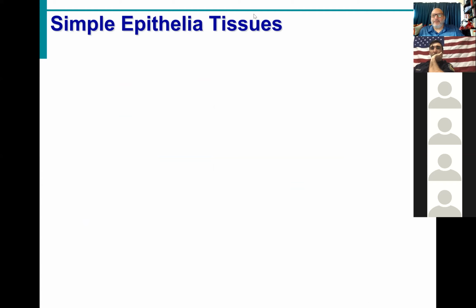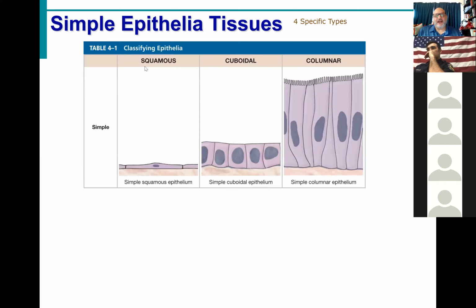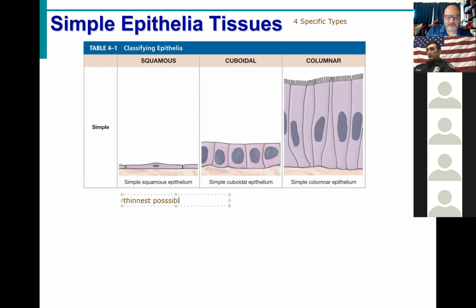Our simple epithelial tissues or epithelia, and there are 4 specific types. 3 of them we could figure out. Simple squamous, simple cuboidal, and simple columnar. Here we see the simple squamous. Notice if you think about it, this simple squamous is the thinnest possible tissue type that we could make for an epithelial tissue. It is just a single layer of flat cells.